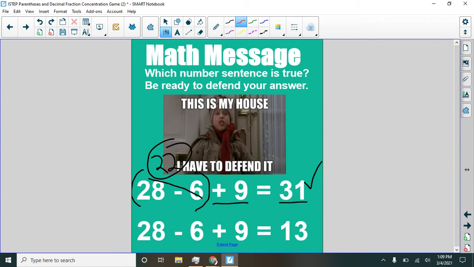Watch this. Let's switch colors here and put this in red. Now I have moved the parentheses. And so now this problem says do 6 plus 9 first. Whatever is in the parentheses, that is what we do first. 6 plus 9 is 15. And 28 minus 15 equals 13. So we could make both of those number sentences true by moving parentheses around.